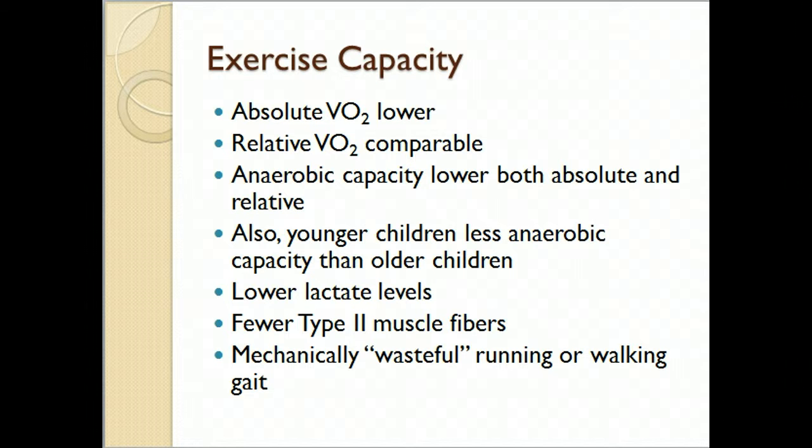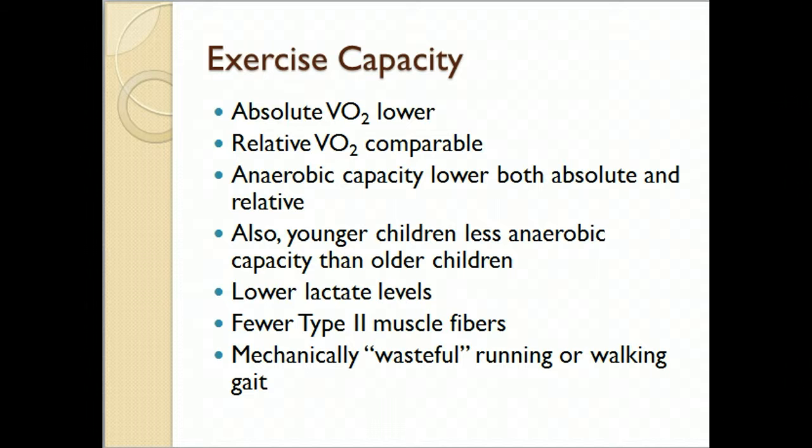Their absolute VO2 is lower. So VO2 expressed in liters per minute is going to be lower. They're smaller, they have a smaller body size, and we talked about a smaller cardiovascular system. So their absolute VO2 is going to be lower. Their relative VO2, most studies indicate, is comparable to adults.